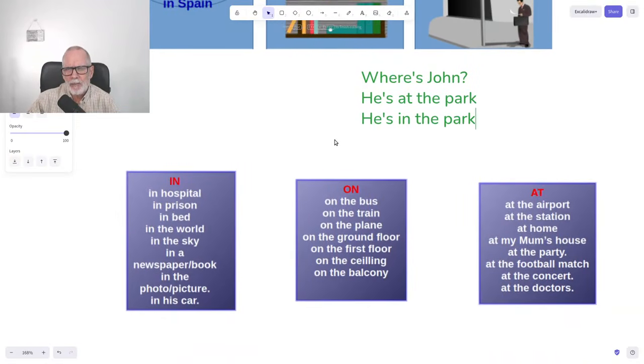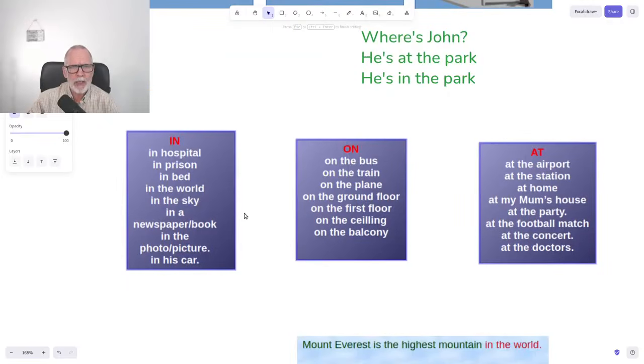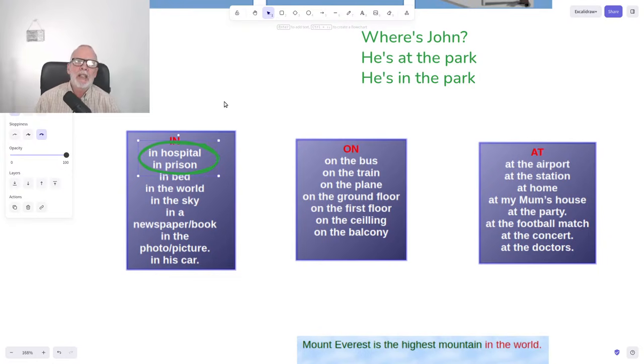Here are some otros ejemplos de donde usamos in. Por ejemplo, decimos in hospital, in prison. Esos dos, debería comentar esos dos también. Si decimos que alguien está in hospital, significa que esa persona está enferma. Generalmente cuando decimos eso, significa que esa persona está en el hospital porque está enferma, está internada más o menos.